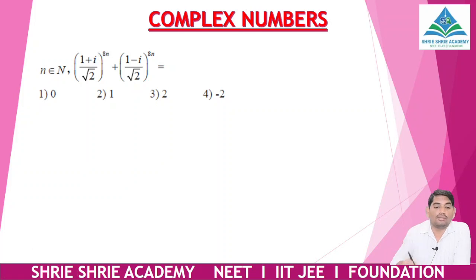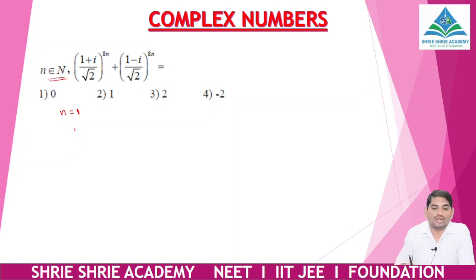See the question. For n belongs to capital N, natural numbers, n is any natural number. (1 plus i by root 2) whole power 8n plus (1 minus i by root 2) whole power 8n is equal to dash. So n belongs to natural numbers. Maybe I will take n value as 1. I will substitute n value as 1.